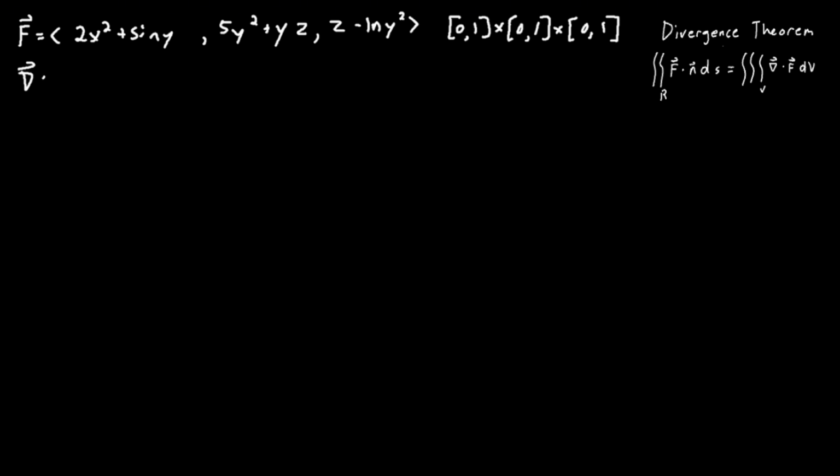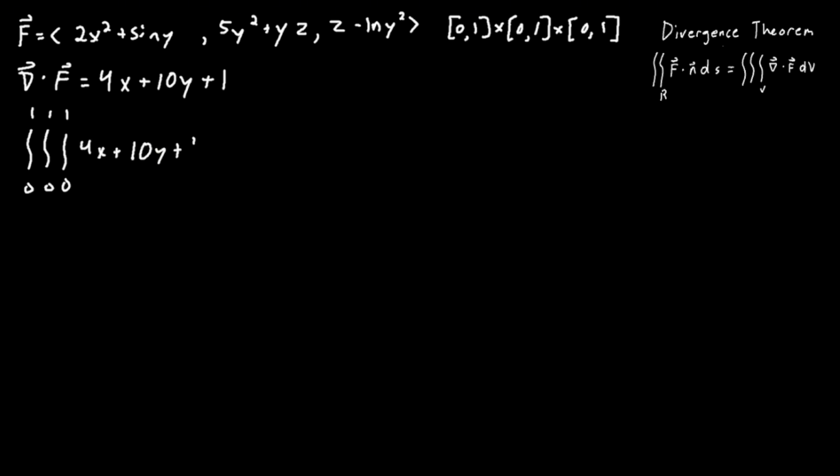First thing we're going to do, let's take the divergence, the dot product of this vector field. So if we dot product this, we get 4x plus 10y plus 1. So we're just finding the x partial of the first component, the y partial of the second component, and the z partial of the third component, and adding them all up per the dot product. And then all we have to do is write our triple integral. So our triple integral bounds from 0 to 1. We don't need to do any coordinate transformations, so we can leave these in rectangular coordinates. And we can integrate this with dx, dy, and dz.